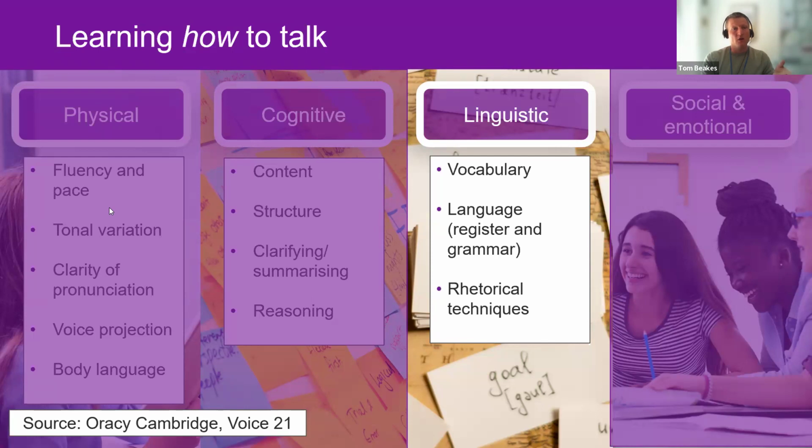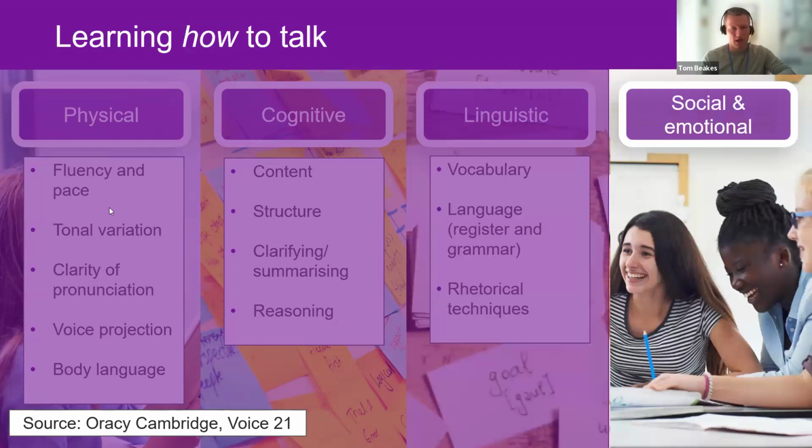Now, they also talk about rhetorical techniques. So these are things like using metaphor, irony, humor, or mimicry, which again, as language teachers, we might think those are potentially areas of complexity for our multilingual learners.